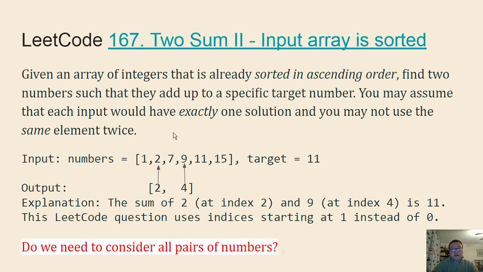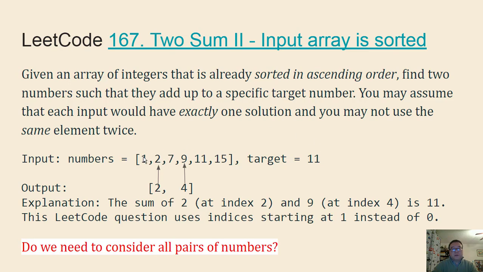So then we can move the second pointer from 15 to 11. We know that 15 doesn't need to be considered again. So when we have 1 plus 11, that's still too big. So then we'll move the pointer, instead of pointing to 11, we move it to 9. So at this point, we have 1 plus 9, which is too small.